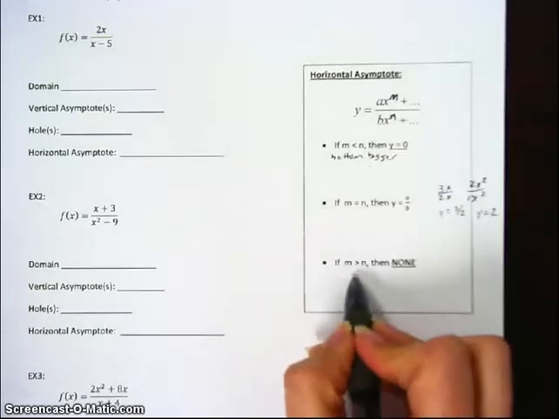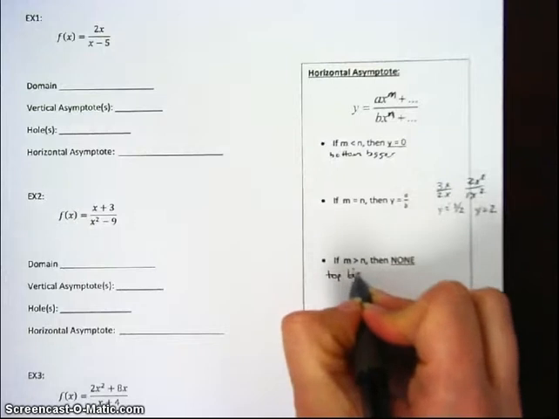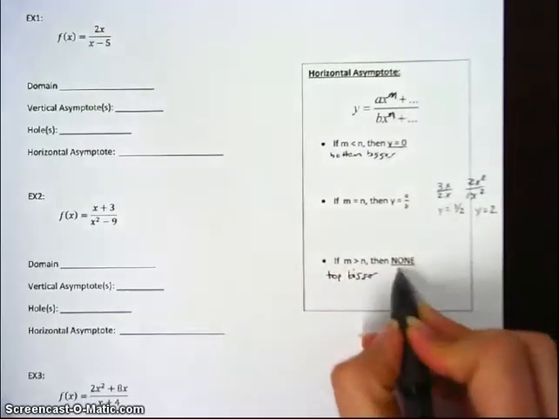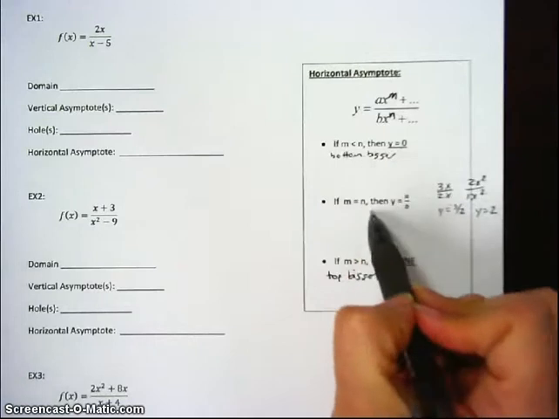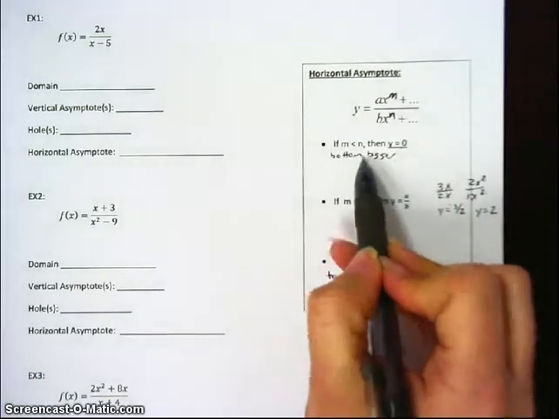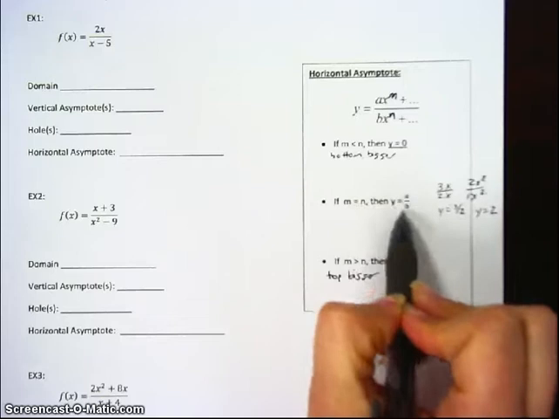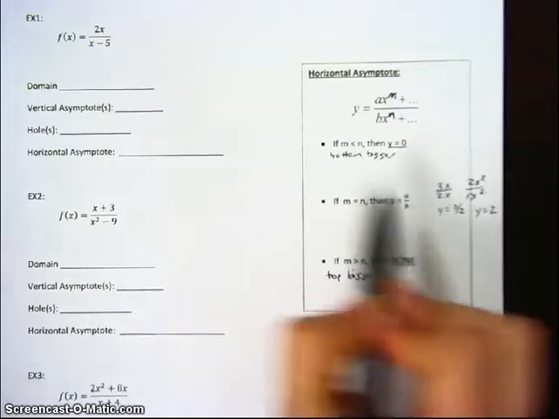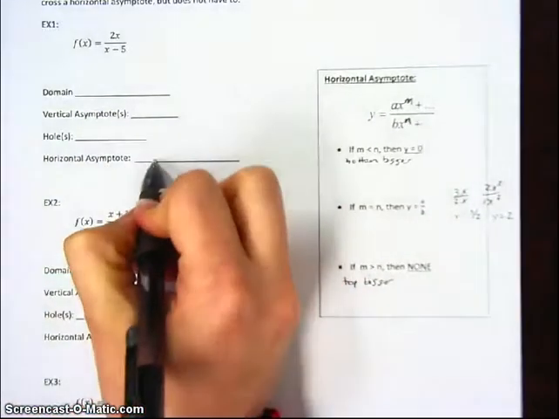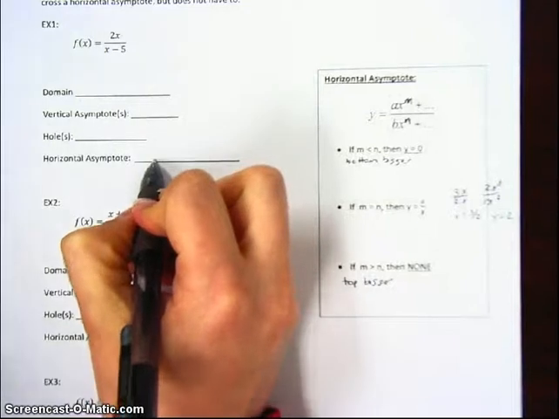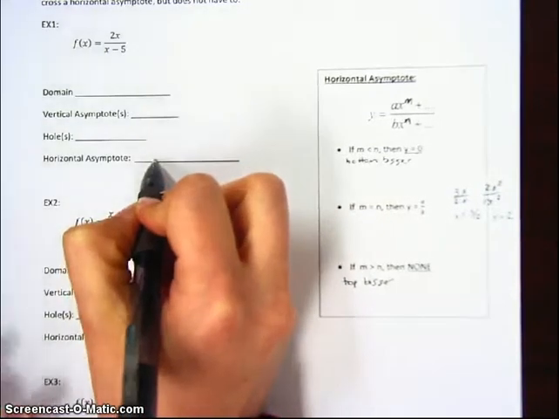If your top is bigger, then we have no horizontal asymptote, so you'll just write none. So the only time we have a horizontal asymptote at y equals 0 is when the bottom is bigger. If they're the same, then it'll be the ratio of the coefficients, the numbers in front. To me, the easiest thing to do is to start with your horizontal asymptotes, because once you start factoring and canceling things out to find your holes, it's going to be harder to see what your exponents are.